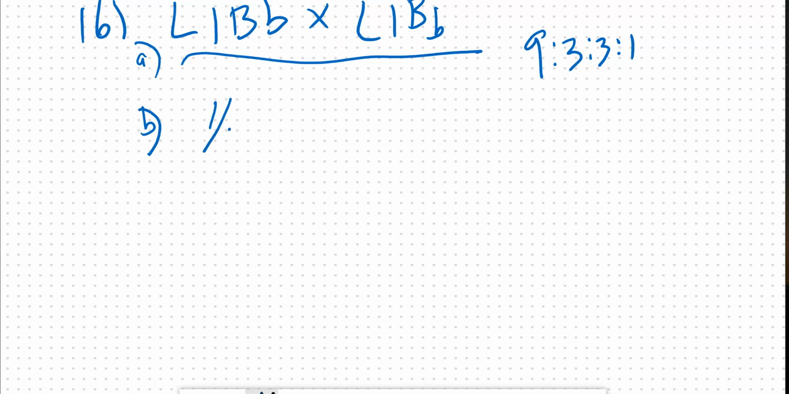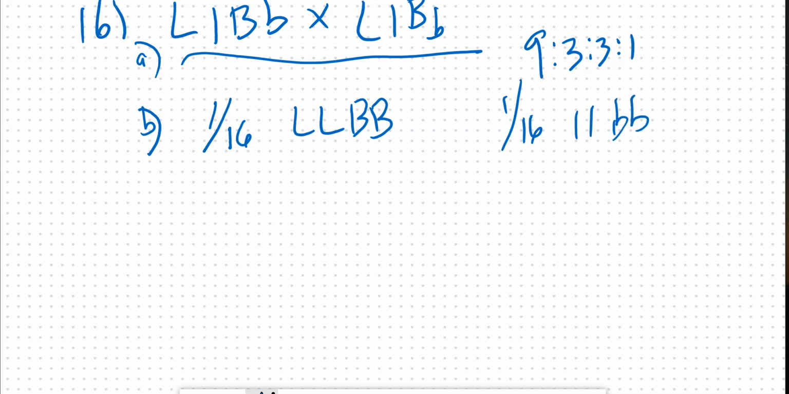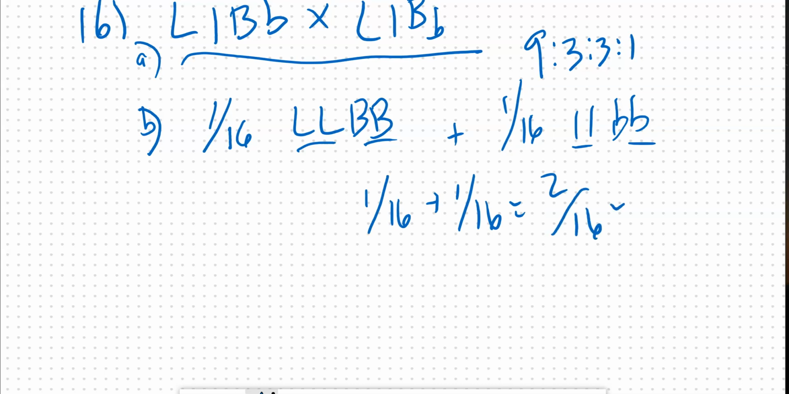Part B, just do the Punnett square. You'll get 1/16 is that, and 1/16 is that. So for part B it says true breeds, what's the percent homozygous? So we could add these together. Rule of addition: 1/16 plus 1/16 is 2/16, which is 1/8.